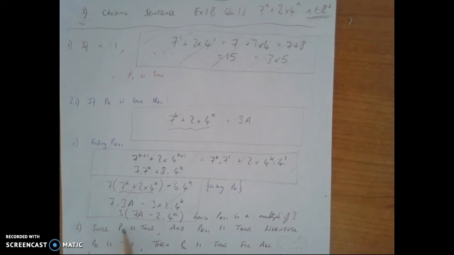And then we would write this closing line: since P1 is true, showed that here, and if or whenever Pk is true, then Pk plus 1 is true, then Pn is true for all n belonging to positive integers. And there we have it. Tick.